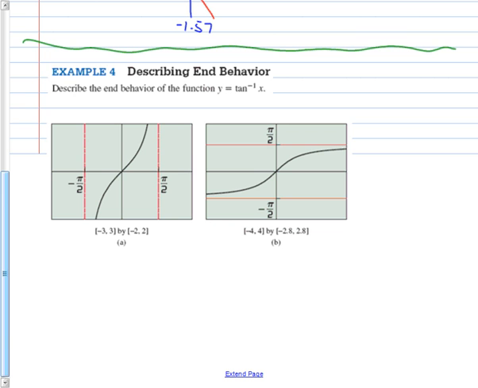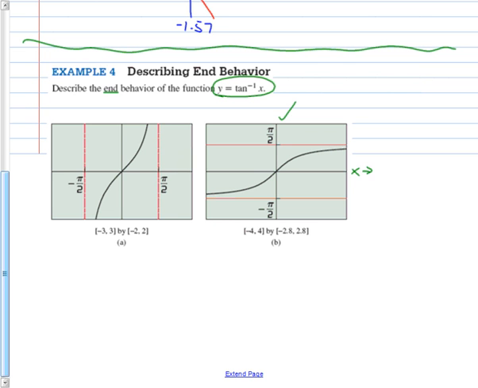Analyze. Oh, I guess it's not totally analyzing. Describe the end behavior of the inverse tangent function. Right here is the inverse tangent function. This one is the original tangent function. What's the end behavior of the inverse tangent function?